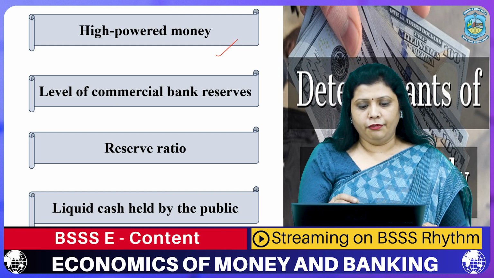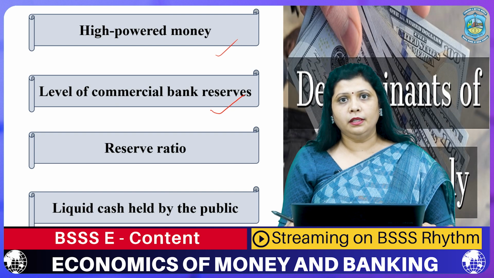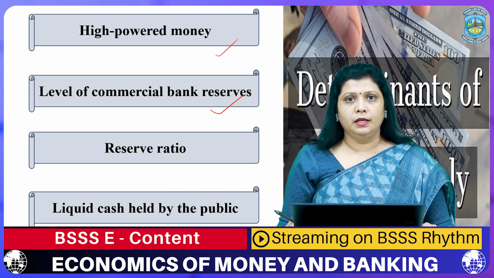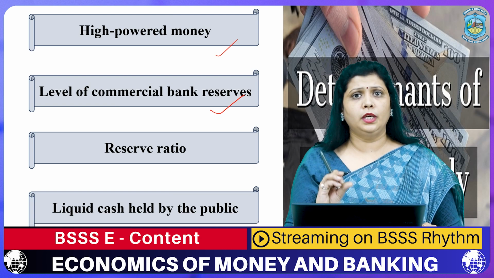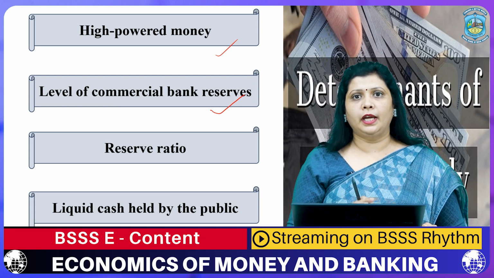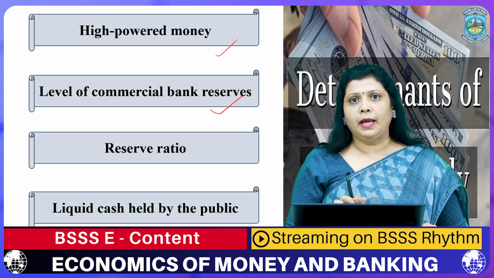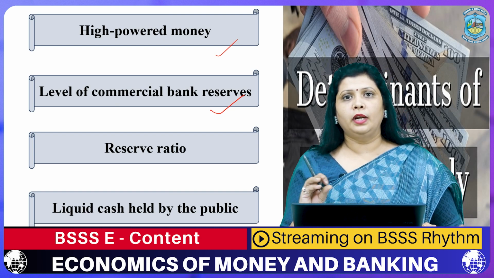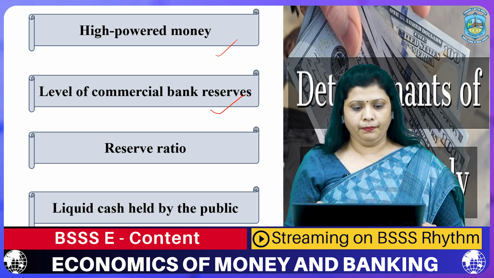Next, the level of commercial bank reserves also determines the money supply. Sometimes RBI restricts commercial banks so they have to keep some money inside the bank. If the portion of that reserve is very high, commercial banks are unable to lend more to others, so the money supply will be reduced.